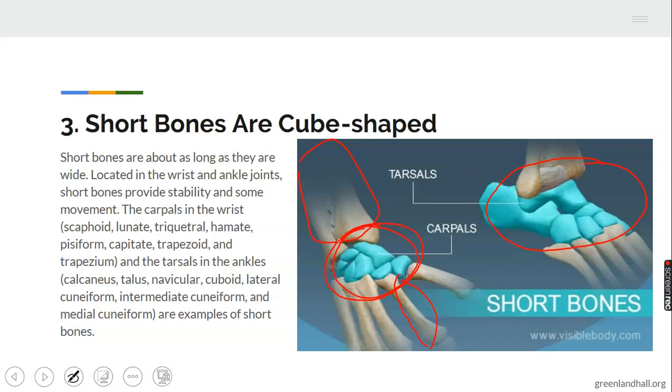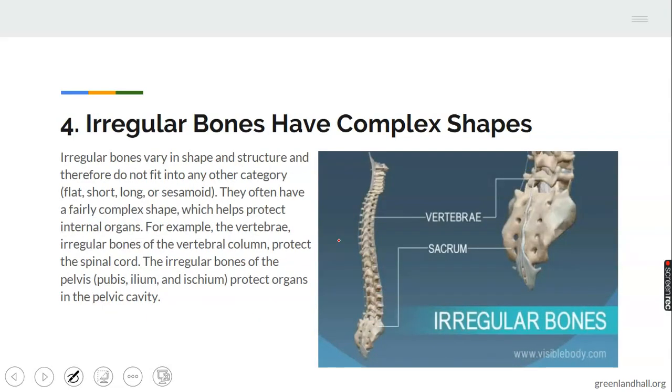The carpals in the wrists and the tarsals in the ankles are examples of short bones. They are there in your ankle, and they are also there in your wrist. You can always check that.